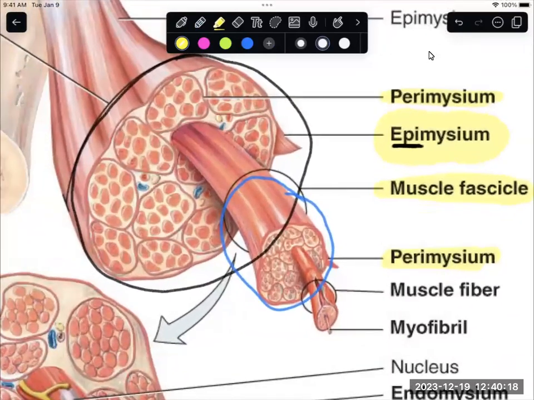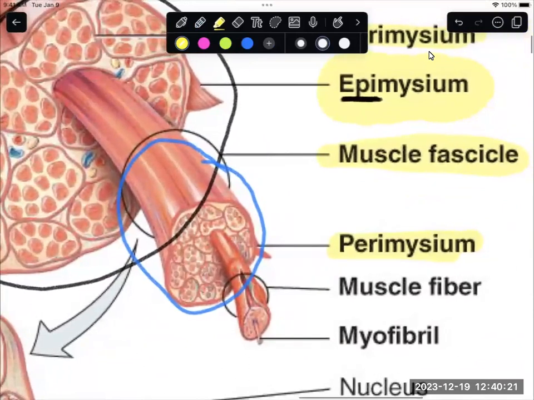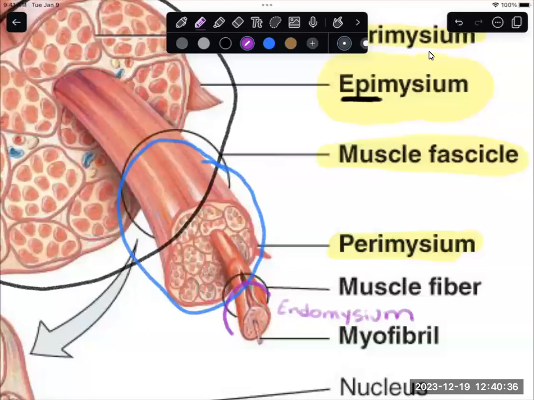Now we get down to, it's not listed here. I'll write it. We have this endomysium. This is wrapping around, this is an individual muscle fiber. A muscle fiber is made up of myofibrils, which are lots of individual little parts.